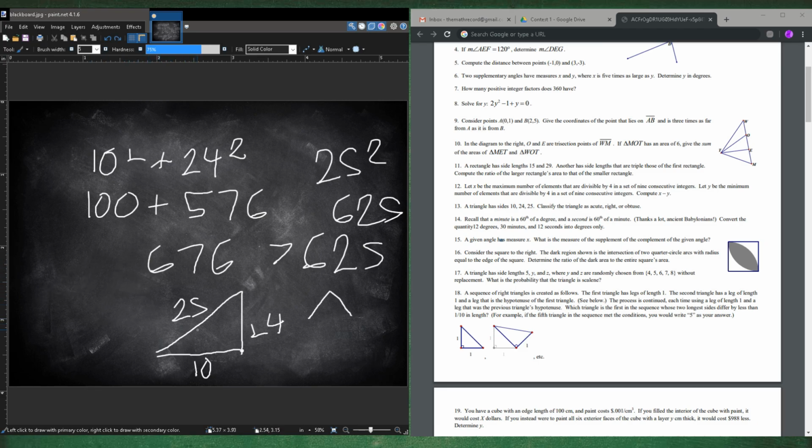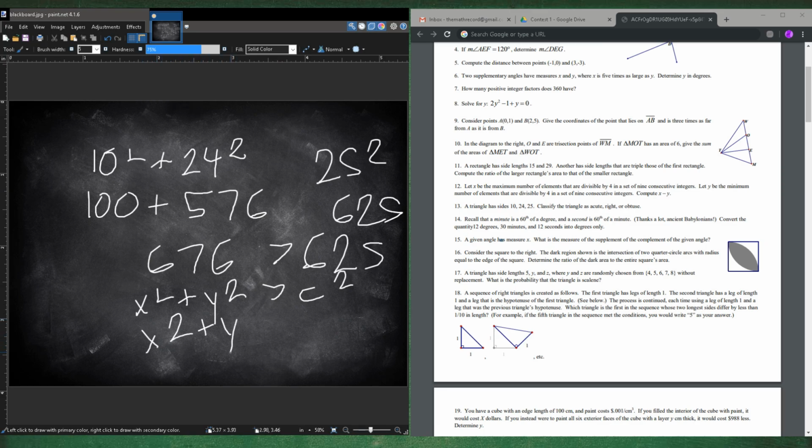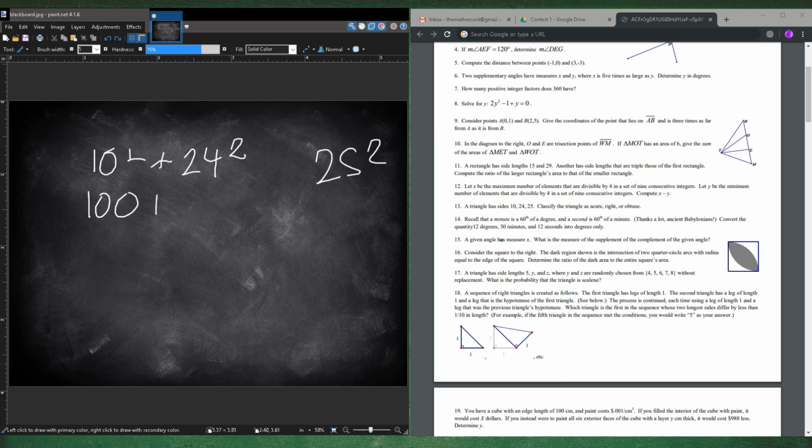Or you can also just remember the rule that if you use the side lengths, x squared plus y squared is greater than the last side length squared, then it's going to be acute. If x squared plus y squared is equal to the last side length squared, it's right because of the Pythagorean Theorem. And if x squared plus y squared is less than the last side length squared, it's going to be obtuse. So if you just want to memorize it, that's good too, which saves a lot of time.